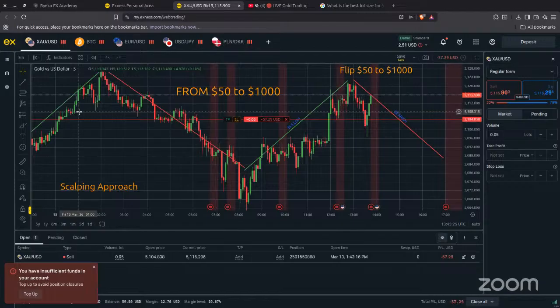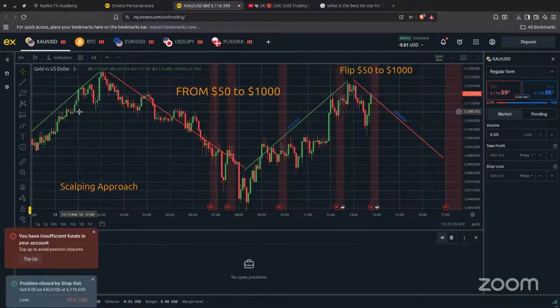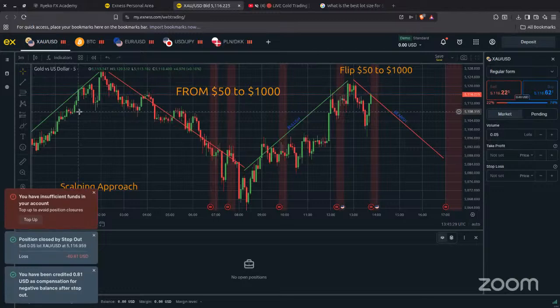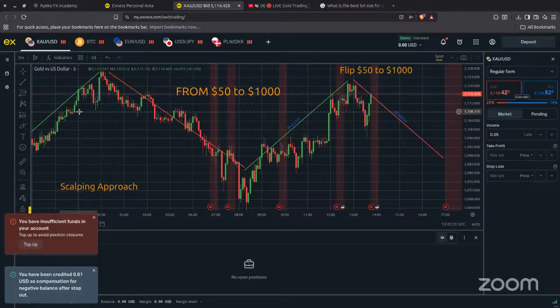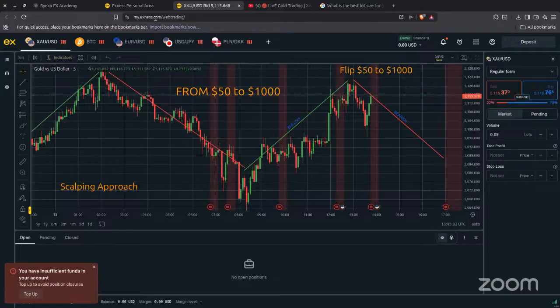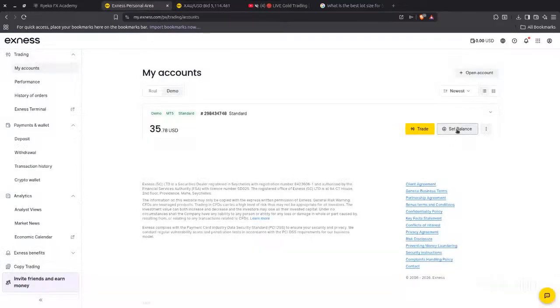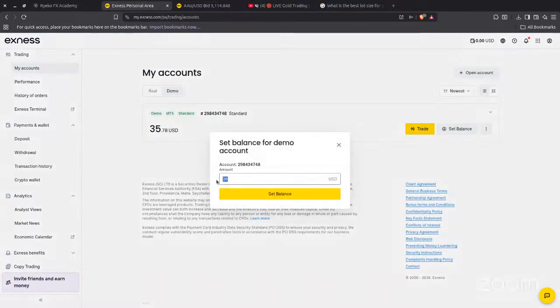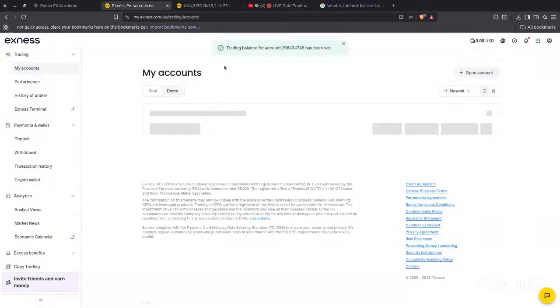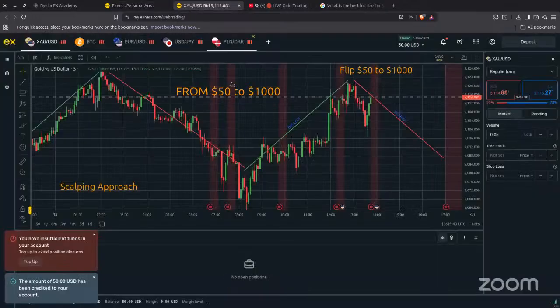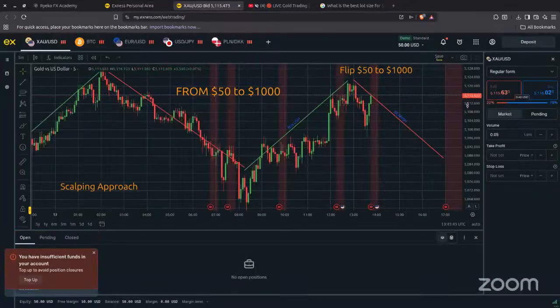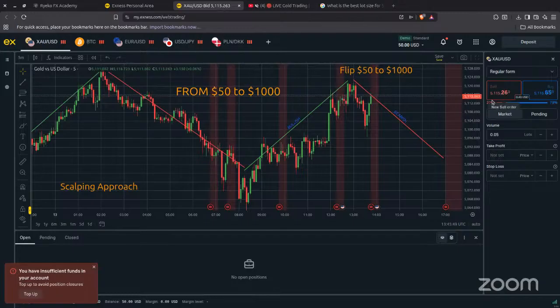Let it go. That is it. Wow, so very, very difficult to trade a small amount. Let's see. Okay. Oh, ouch. So our problem is risk management. We're taking too much risk.